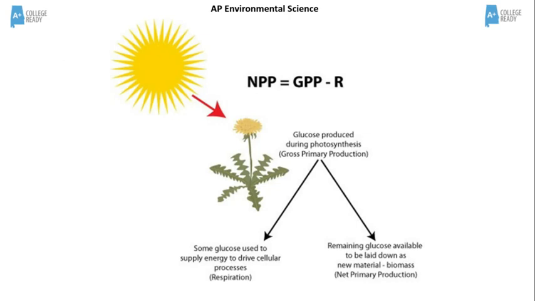In the dandelion, the glucose produced during photosynthesis represents the gross or the total primary productivity. But some of that glucose is used by the dandelion in cellular respiration to drive its own cellular processes. The rest of the glucose is stored in the dandelion tissues and is available to the next trophic level, such as a rabbit that eats the dandelion. This amount of energy is the net primary productivity.